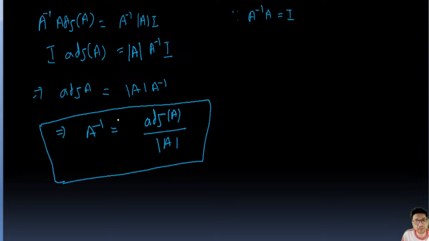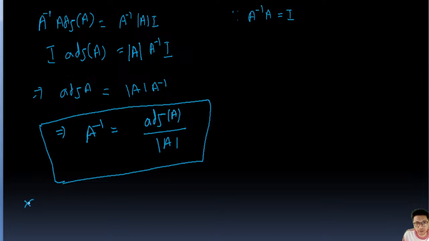By this formula we can easily find the inverse of any matrix. We just have to find the adjoint of A and the determinant of A, put these values in this expression, and we get A inverse. I have already explained how to calculate the adjoint of A and the determinant of A. The inverse of any matrix is the adjoint of that matrix upon the determinant of that matrix. Very important formula, guys.